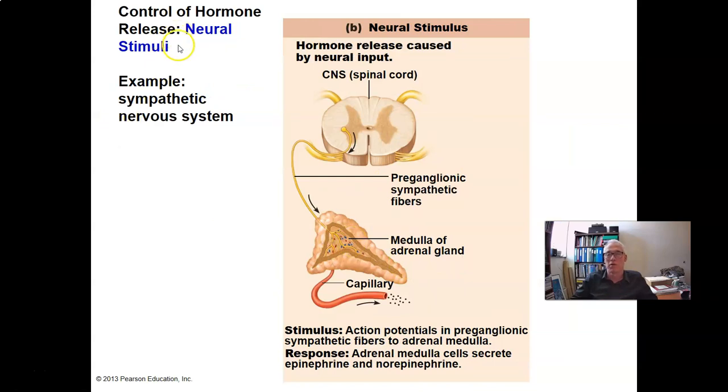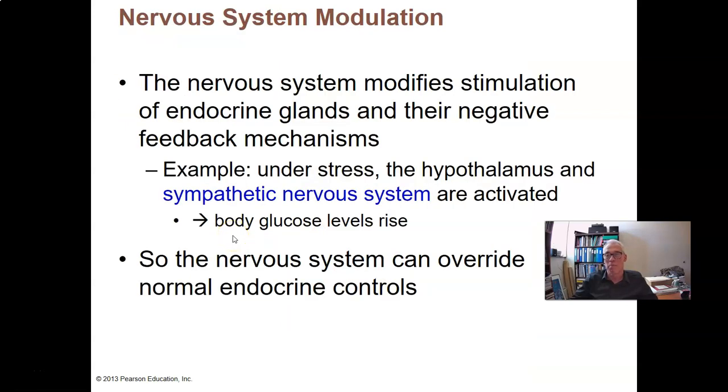And finally, a neural stimulus or neural stimuli. When sympathetic neurons, we can see them coming from the lateral horn of the spinal cord, are activated, they cause the gland cells in the medulla, the inner part of the adrenal gland, to release epinephrine and norepinephrine. So that's a neural stimulus. A neuron is releasing neurotransmitter that's going to cause those things to happen.